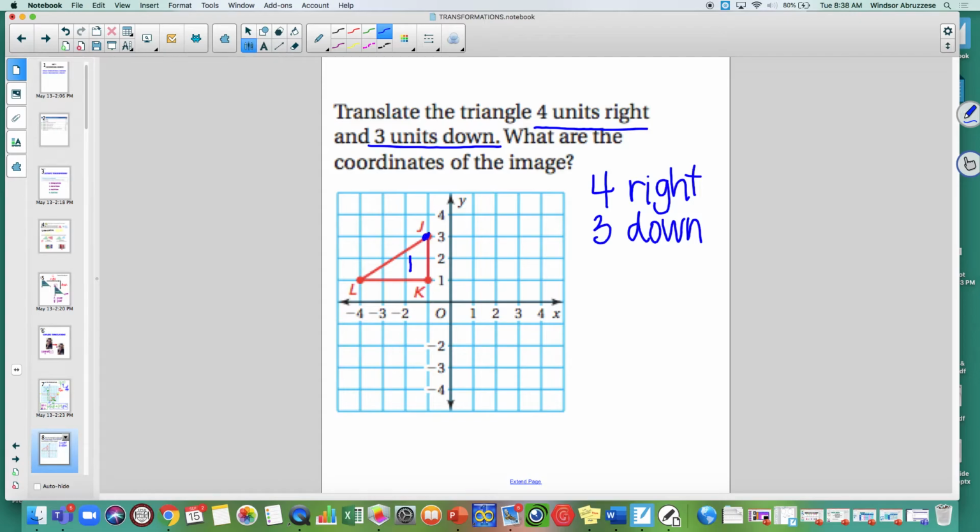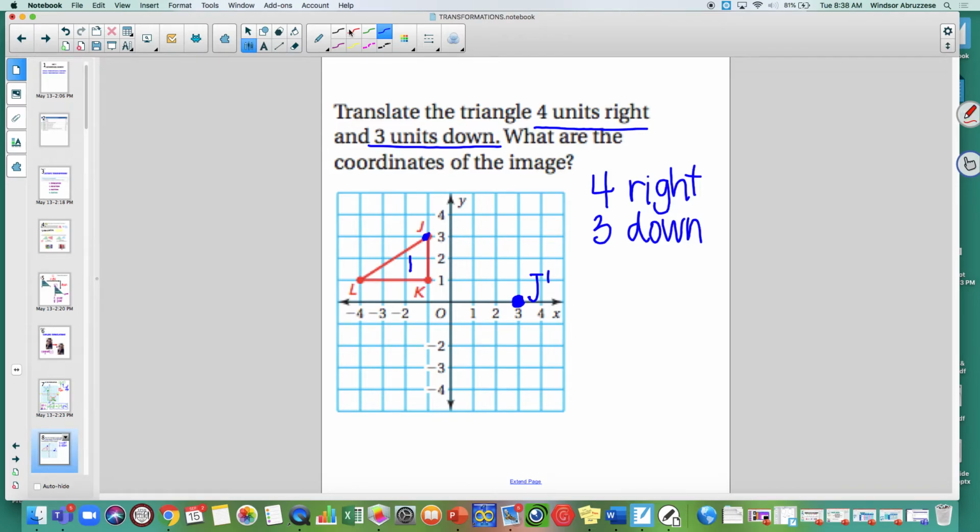Let's do J. 1, 2, 3, 4 to the right, 1, 2, 3 down. This is my new J. How do I label it? J prime. Let me erase my little track marks.